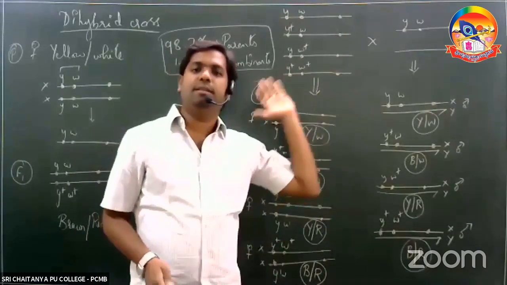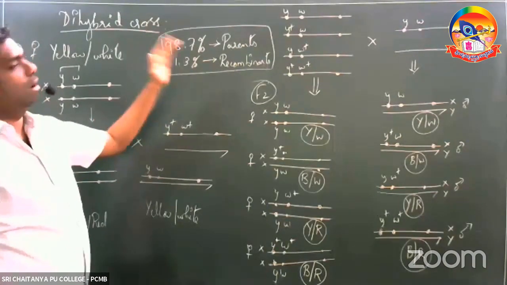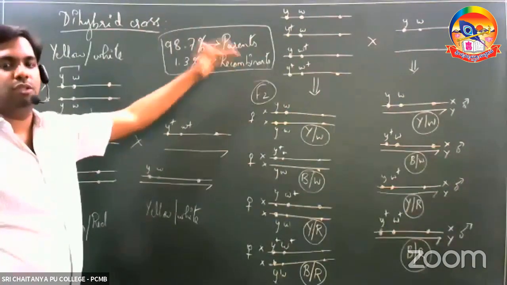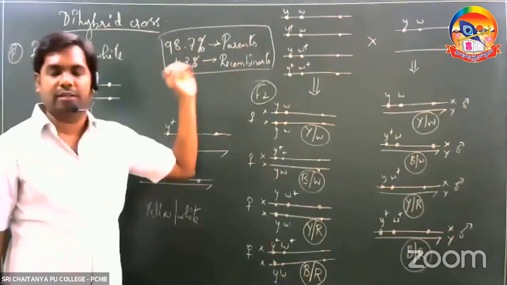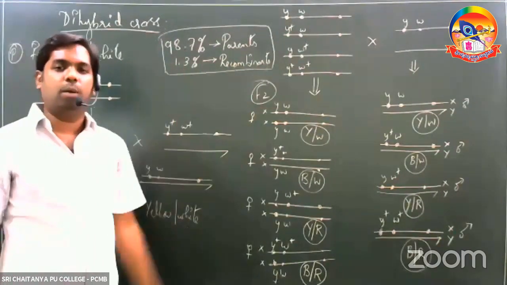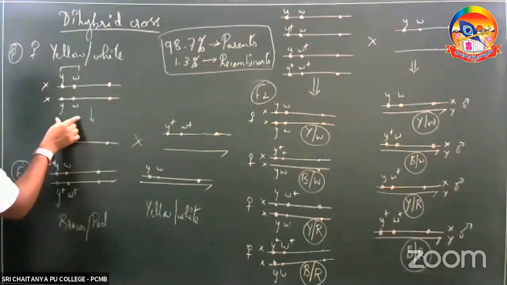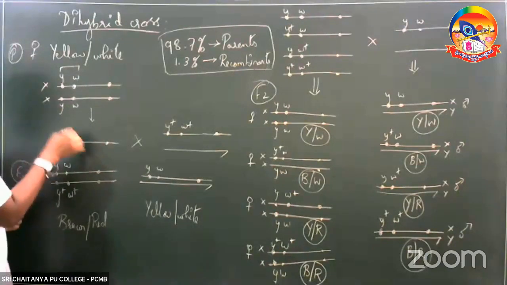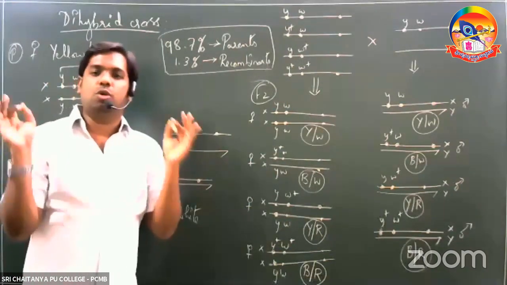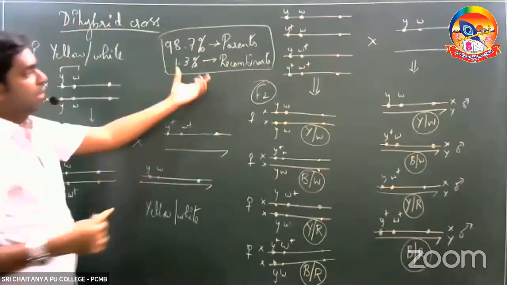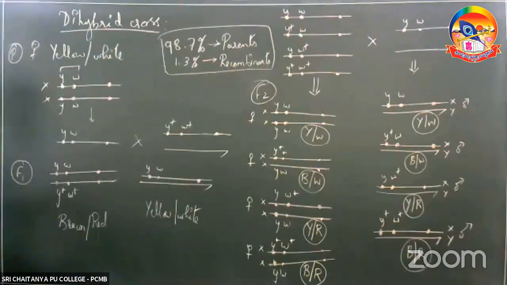After observing the results of the F2 generation, Morgan concluded that 98.7% of the offsprings resembled the parents. They were of parental types, whereas 1.3% of the offsprings were the recombinants. So the number of recombinants was very low. This is because the distance between the two genes under consideration was very less. Since the distance between the two genes is less, crossing over frequency is less. Since crossover frequency is less, the number of recombinants obtained would also be less. So this is what we have with the first cross Morgan had done.